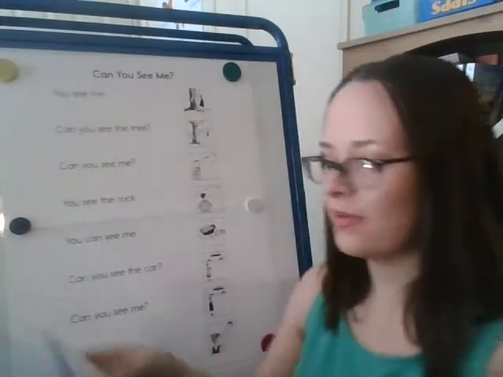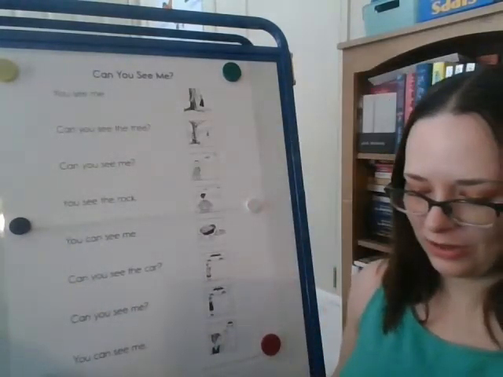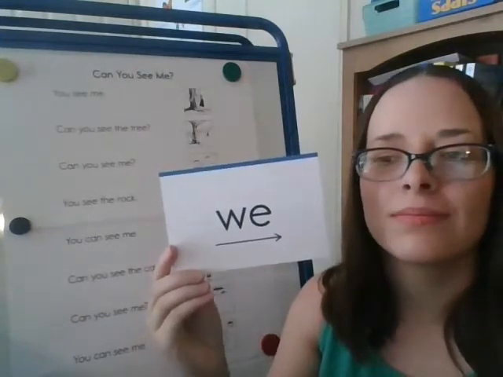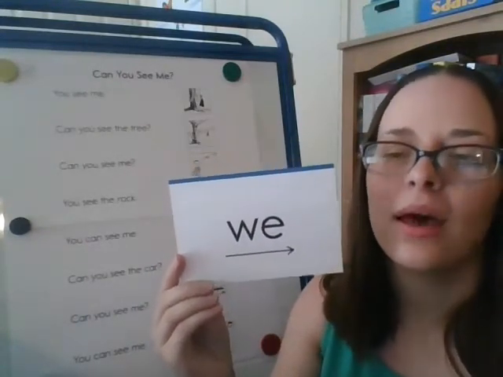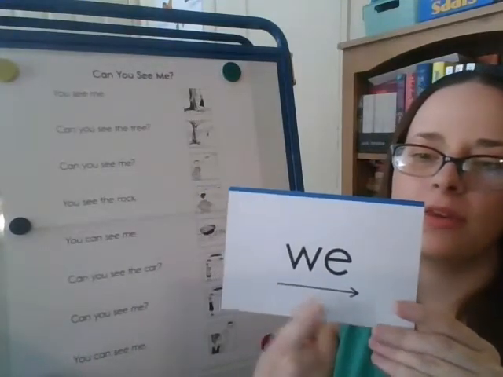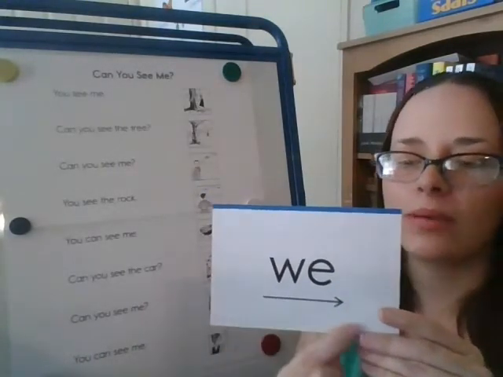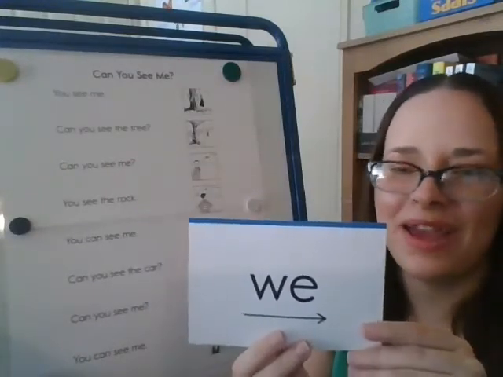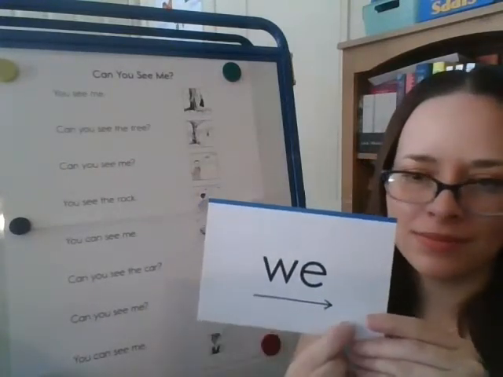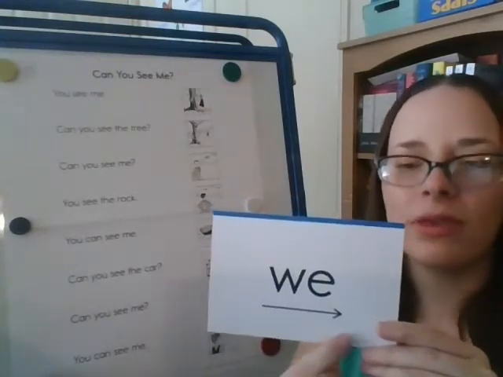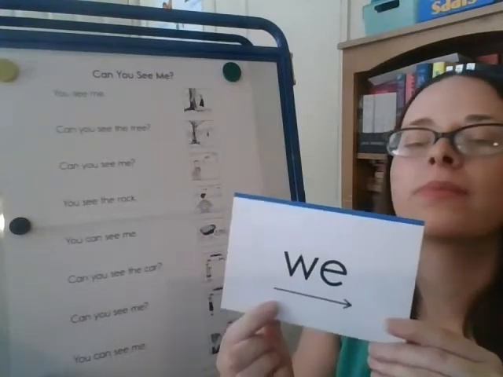Let's look at our sight words. We have a new one that we are learning this week. This word is we. W-E, we. We read it we. We spell W-E. We read it we. We are going to the park. We. Let's try it by yourself. Read. Spell. Read. We. W-E. We.